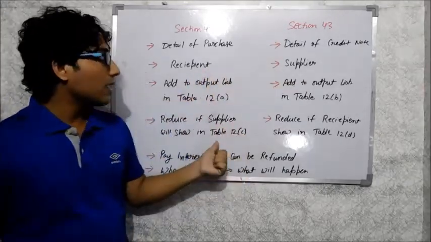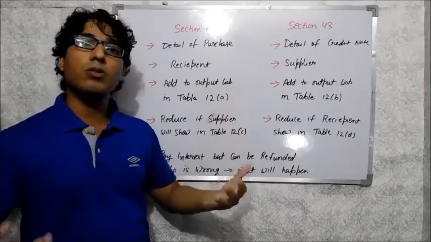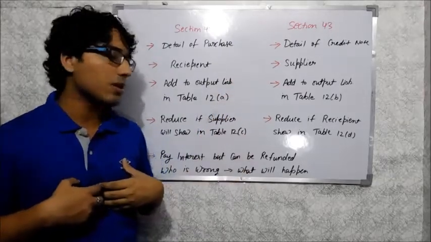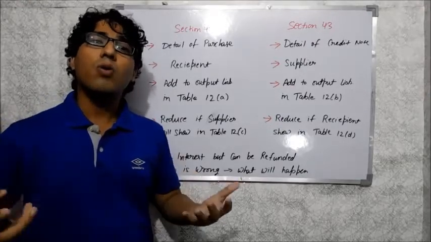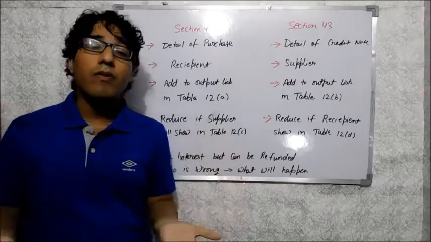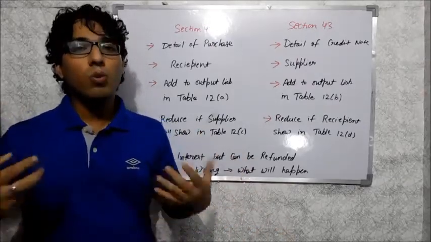But suppose in these cases you are showing that yes, you received something at your place of business, but the supplier is not showing it in his GSTR1. So when can we say whether one person is correct or the other person is correct? So who is exactly correct?